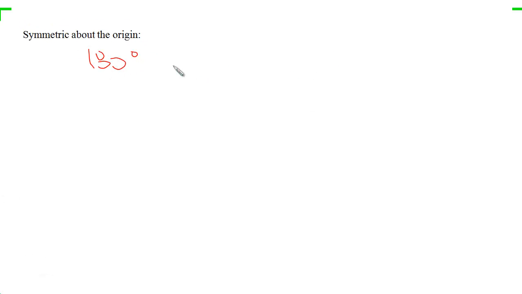Next type we're going to take a look at is when it's symmetric about the origin. And when it's symmetric about the origin, this is a type of point symmetry. And you can think of these most easily as a 180-degree rotation. So, quick example, we'll take a look at more here shortly.